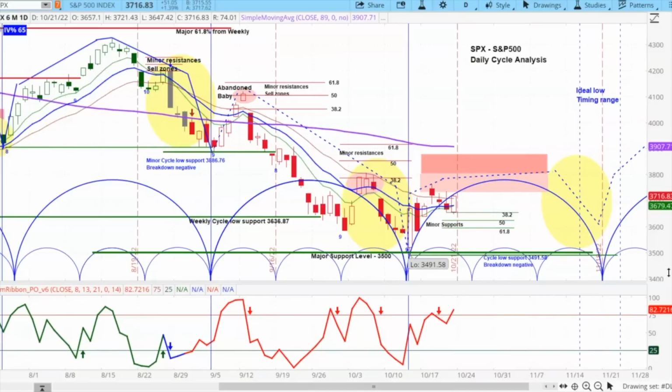To make that bottom, we need to see the momentum conditions starting to improve.